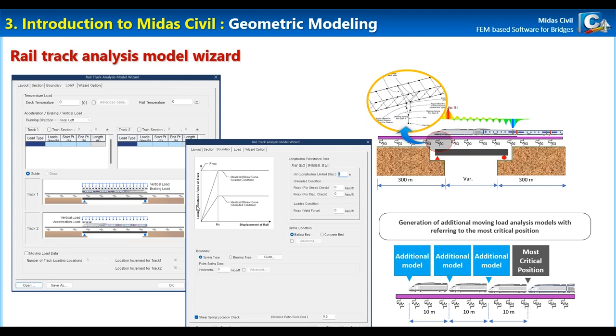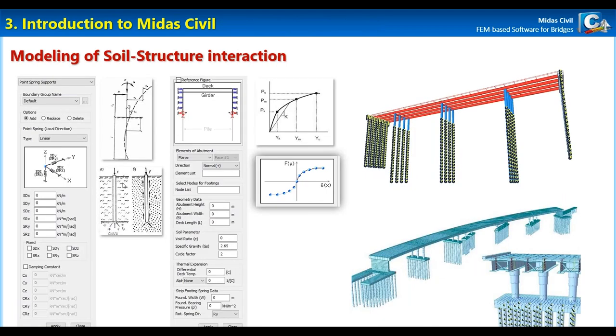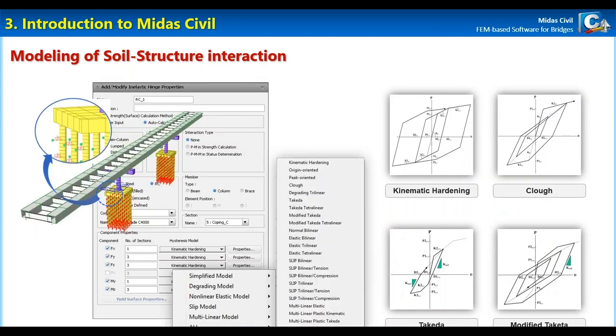So in Midas Civil also, the soil structure interaction is supported. The boundary conditions that you can use in the soil structure interaction are provided here. You have the spring support for the soil. So if you have the properties of your soil, you can input the data here and get the behavior of this soil structure interaction.